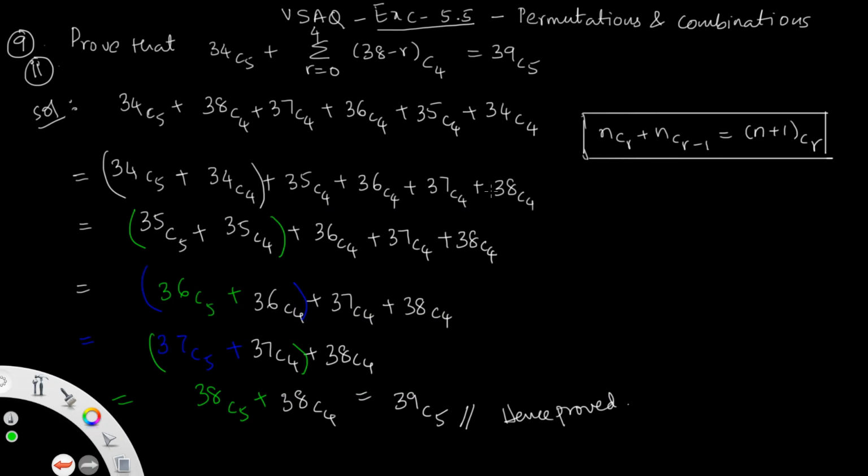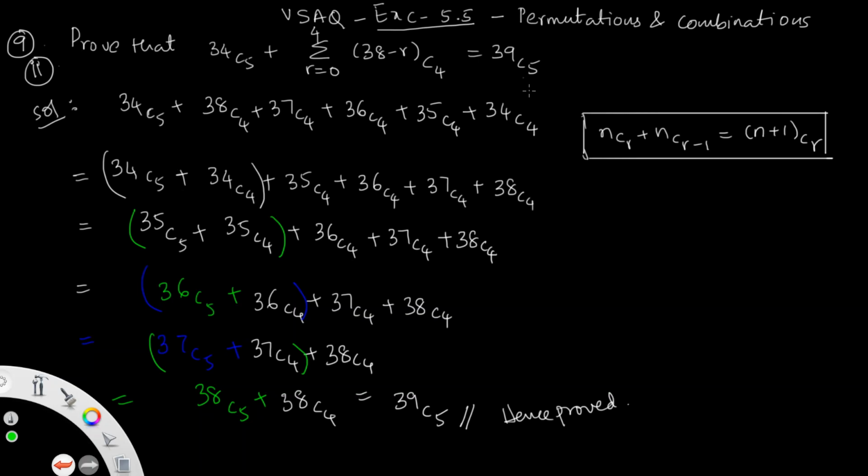First, 34C5 stays the same. Put r equal to 0 in the first term. Sigma means summation of the terms. So r equal to 0, 38C4. r equal to 1, 37C4. r equal to 2, 36C4. r equal to 3, 35C4. r equal to 4, 34C4. So totally 1, 2, 3, 4, 5. 0 to 4 means 5 terms. So adding the first term 34C5, keep it the same.